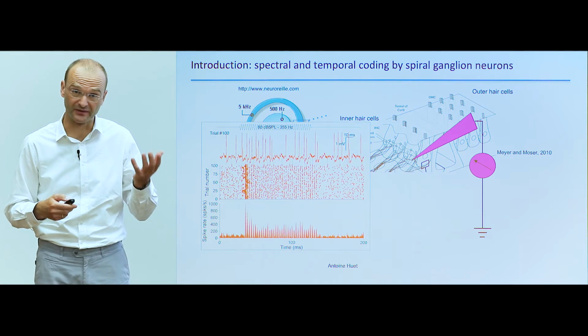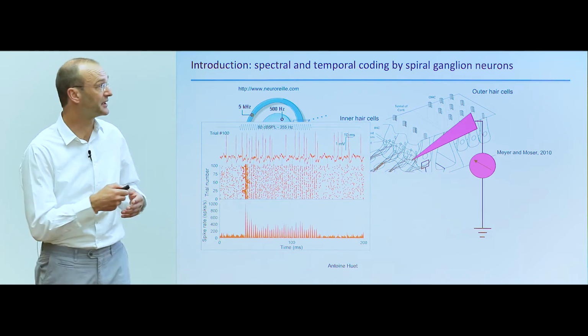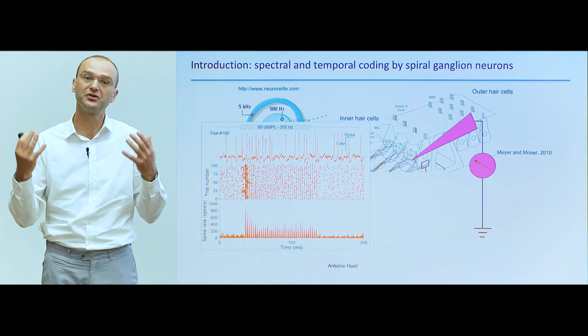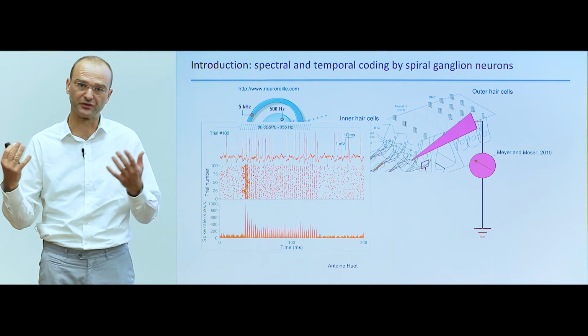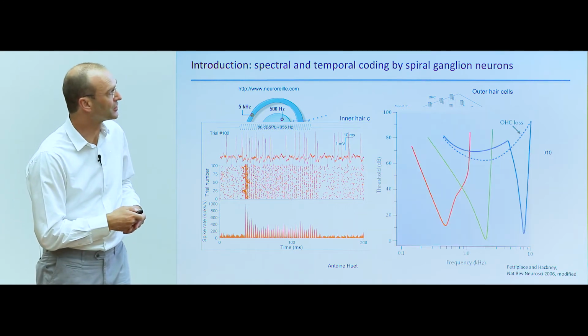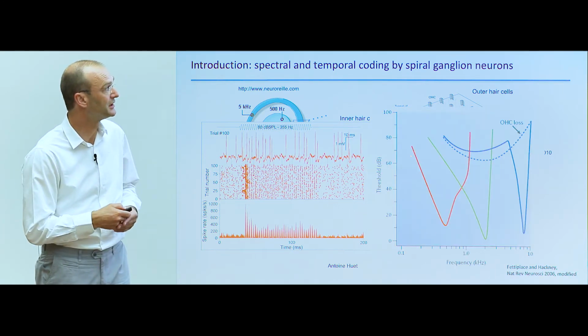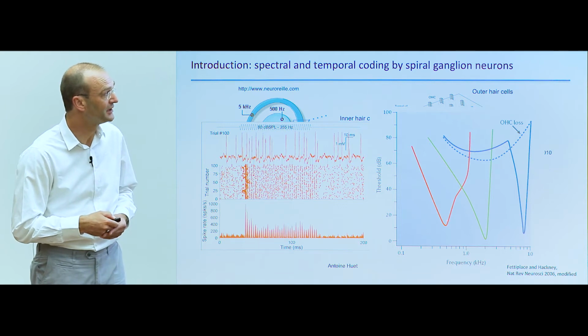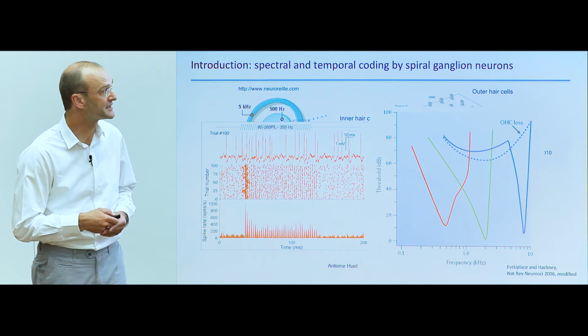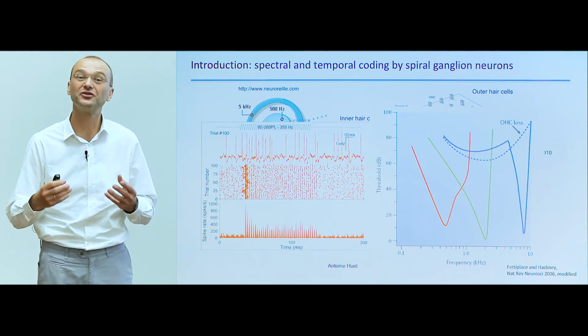I told you about the place code for frequency. The time code for low frequency sounds also contributes to our pitch perception or frequency perception. Now you see both things together, the time code and the place code, because you appreciate that each of these three exemplary fibers are perfectly tuned to just one frequency, where you need the least sound pressure to drive the firing.